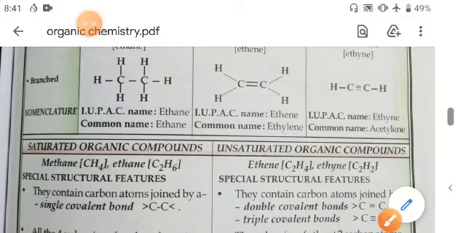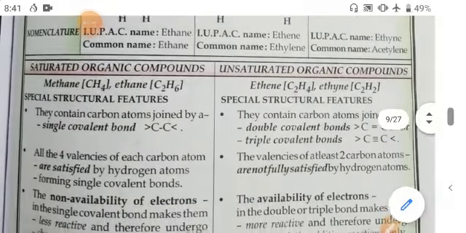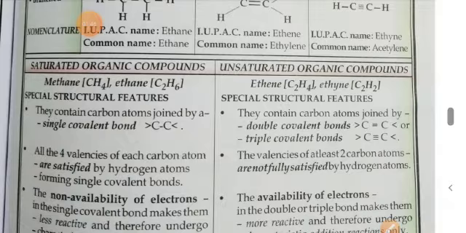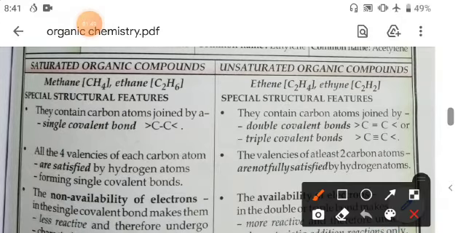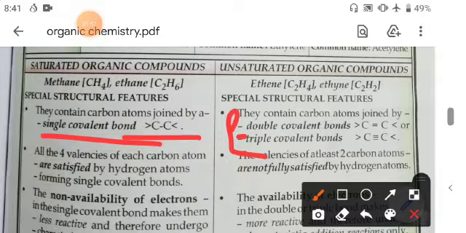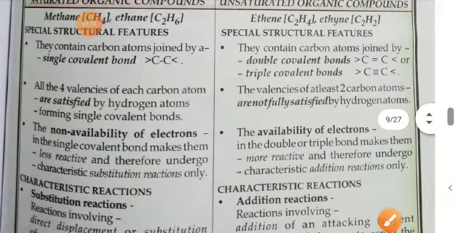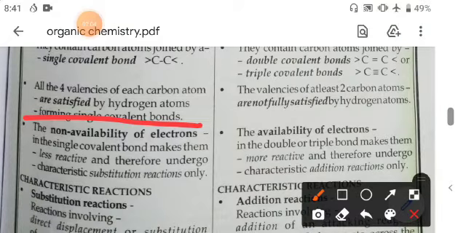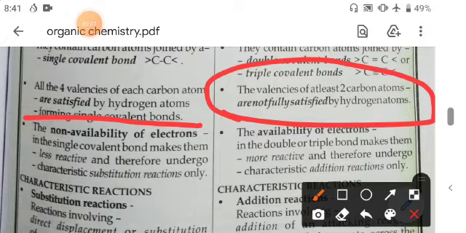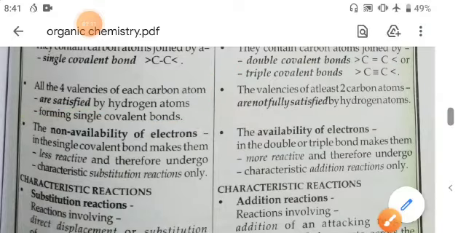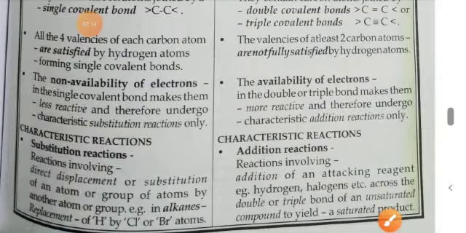Now, saturated organic compounds. Students, you know that in saturated organic compounds there will be single bonds only. The special structural feature given here is a single covalent bond, and in this case double or triple covalent bonds will be there. All four valencies of each carbon atom are satisfied by hydrogen atoms forming single covalent bonds, and here at least two carbon atoms are not satisfied, so you will fill them by single, double or triple bonds.